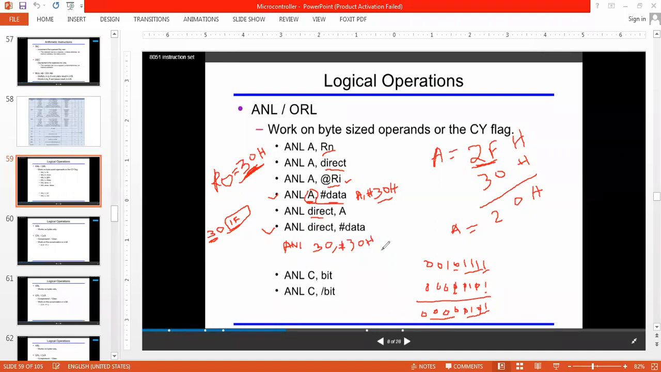What is it? 10H. Yes, so the answer is 10H. And where will it be stored? Yes, correct, in the location of 30H.